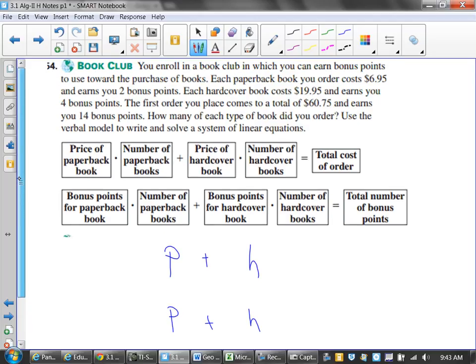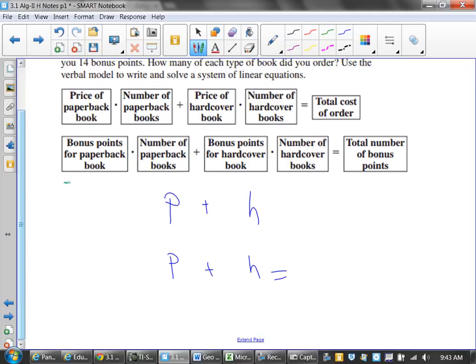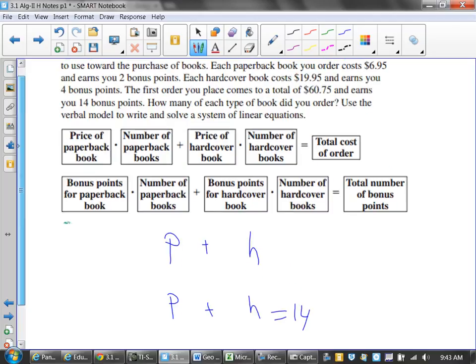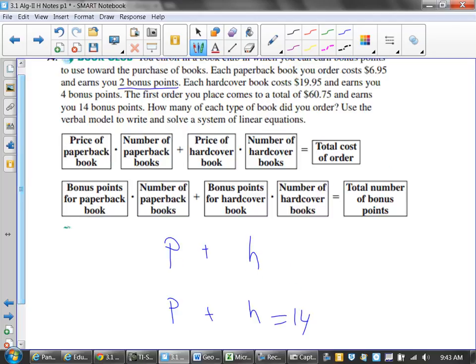You know that your total amount of bonus points was 14. You know that you earned 2 points per paperback and 4 points per hardcover. Okay, that's where the points get used. And then the other one is the money: $6.95 and $19.95, and your total was $60.75.